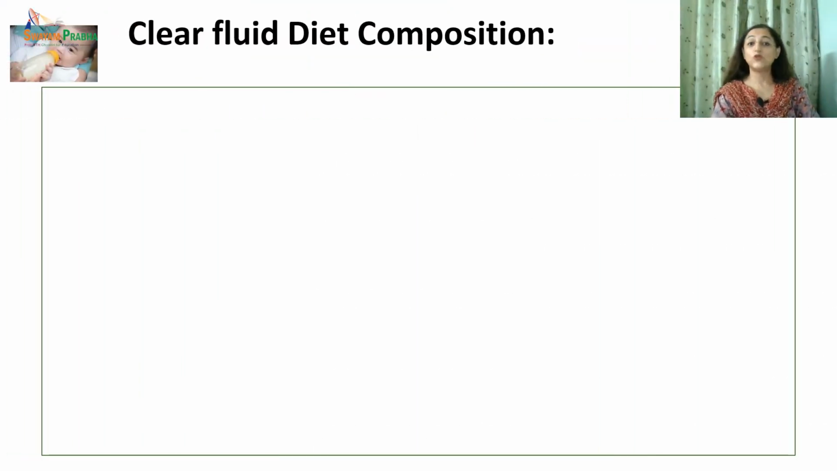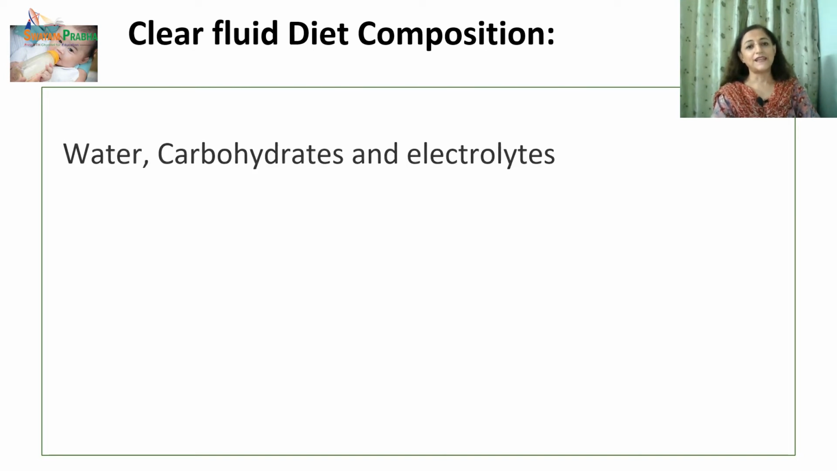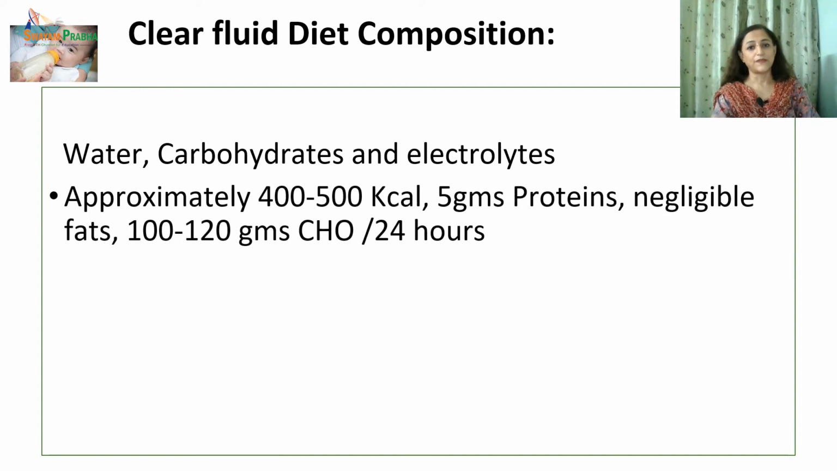Let us see the usual composition of clear fluid diet. Primarily, it contains water, carbohydrates, and electrolytes. It provides approximately 400 to 500 kilocalories of energy, 5 grams of proteins, negligible fats, and 100 to 120 grams of carbohydrates per 24 hours. The purpose of clear liquid diet is to provide fluids and electrolytes and to prevent dehydration.